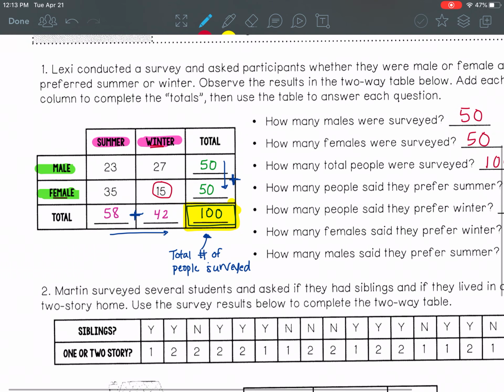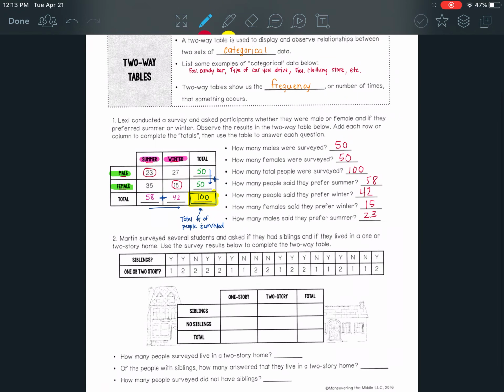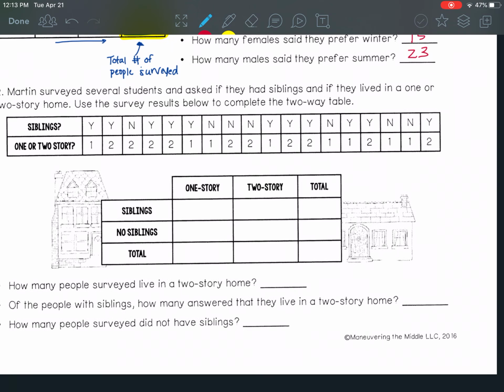Okay, how many males? So again, we're looking at males preferred summer. Go to that connecting box there, so 23. Okay, you'll have to fill out a two-way table and then answer some questions like that. Now, let's actually create a two-way table.